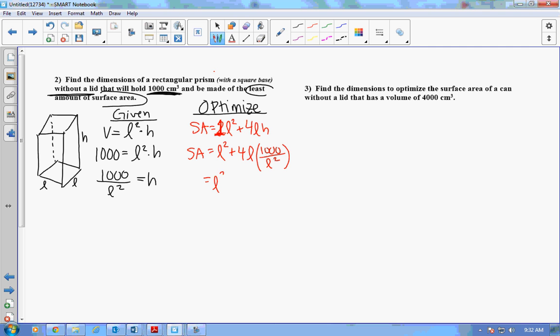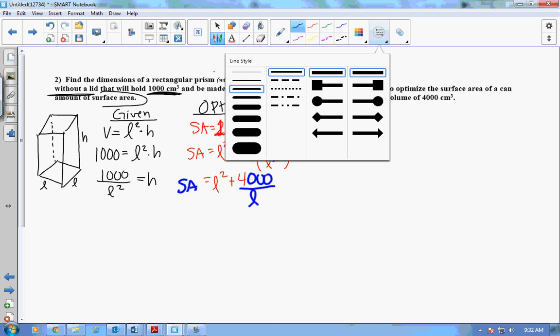So we have L squared plus 4. What happens to these L's? Cancel, and the exponent cancels. So I actually get 4,000 over L. That's 4 times 1,000 is 4,000 over L. Okay, it's all in terms of one variable. What do we do now? You have the steps on the front page, or what did we do in the last problem? Differentiate. Take the derivative of the surface area.